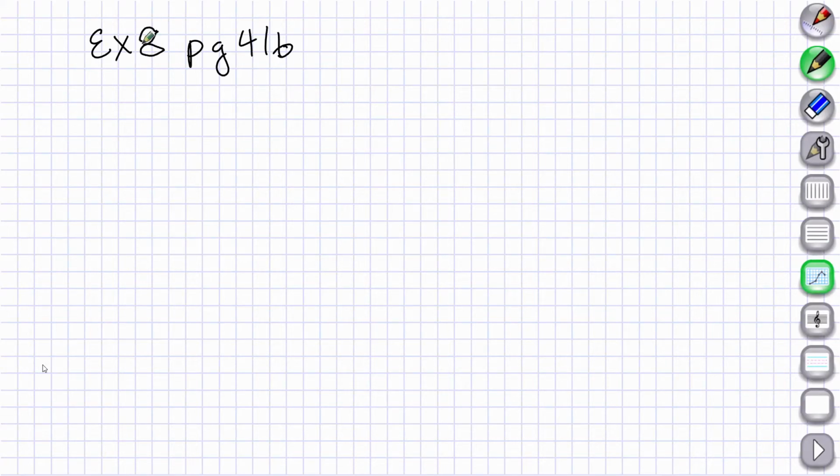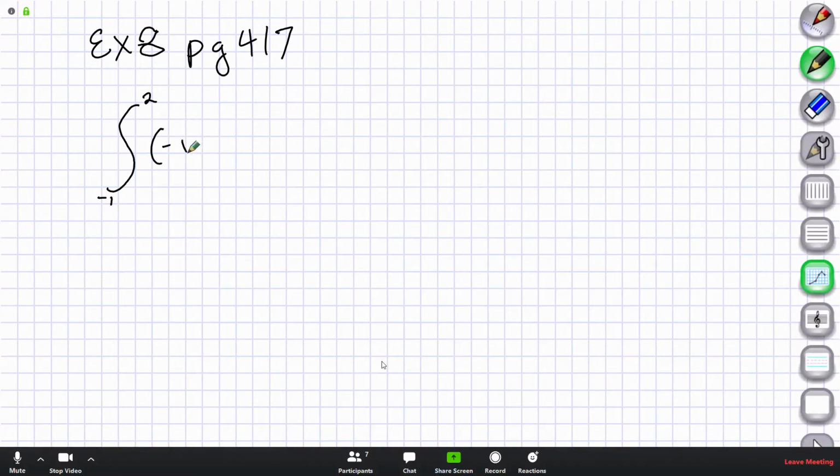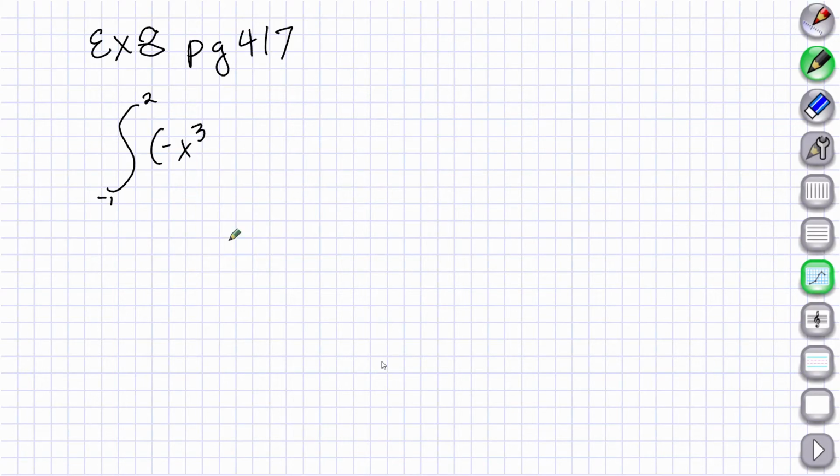I don't want to get into the A's and B's and all that stuff. Okay, so let's do this one. If you notice, the curve is kind of a goofy little curve. Why don't we write down the problem first of all? It's the integral from negative 1 to 2 of negative x cubed plus 3x minus 1. Make sure I get the signs right.